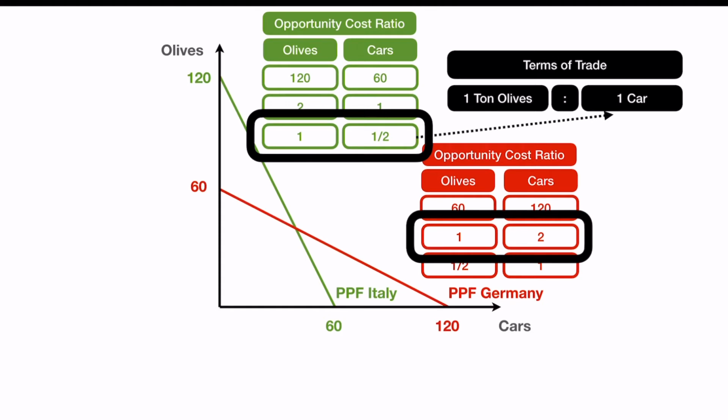Italy receives more cars than they could produce themselves with the resources used to produce the tonne of olives they sell. Germany is able to buy for fewer cars than they would give up if they produced the tonne of olives themselves.